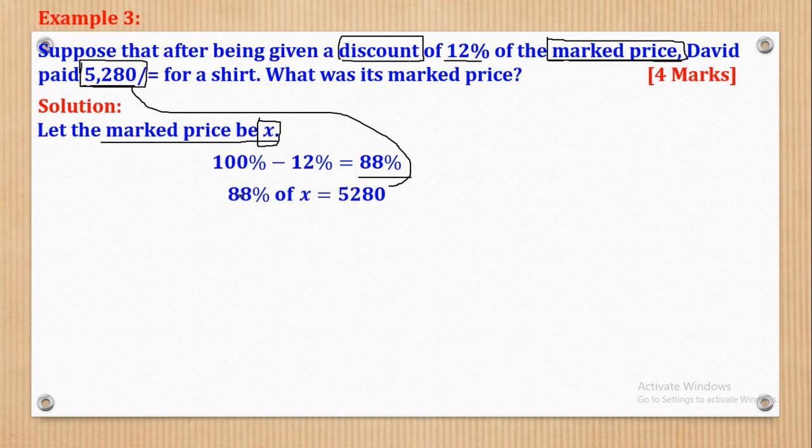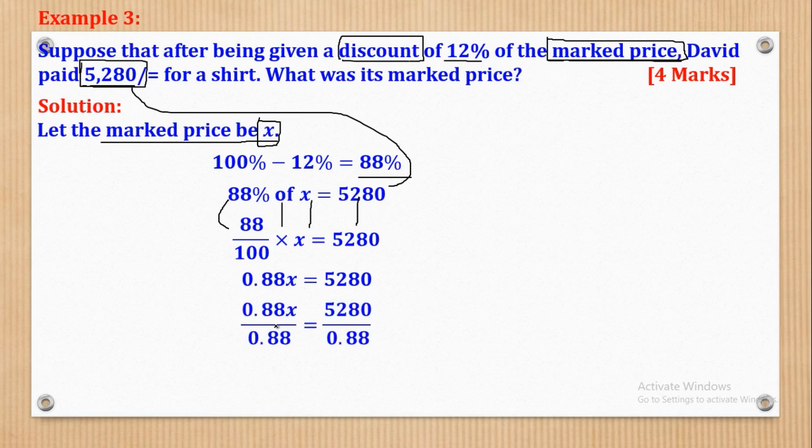5280. Now this 88% means 88 over 100. Of means multiplication, then X is there and this is there. When I simplify, I come up with 0.88x equal to 5280, and when I divide both sides by 0.88, I come up with that, and in the end I'll come up with X being equal to 6,000. Therefore I conclude that the marked price was shillings 6,000.